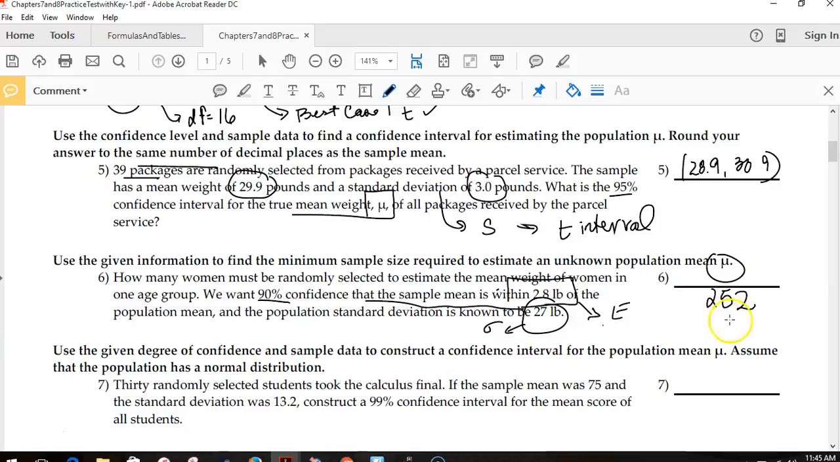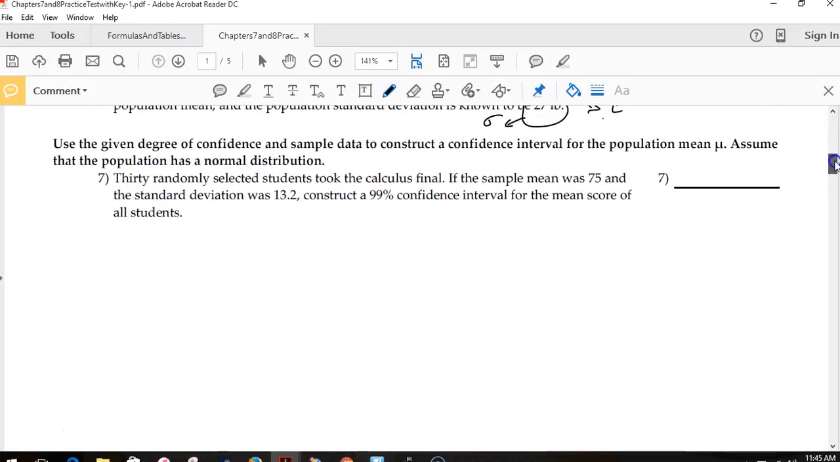30 randomly selected students took a calculus final. Sample mean was 75. The standard deviation was 13.2. This is for the sample. It does not say all of the calculus students in the world. So this has to be an S value, which means, again, we're talking about a T interval. Find a 99% confidence interval for the mean score.